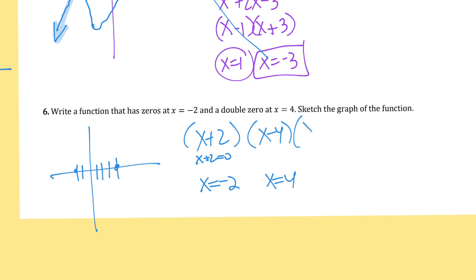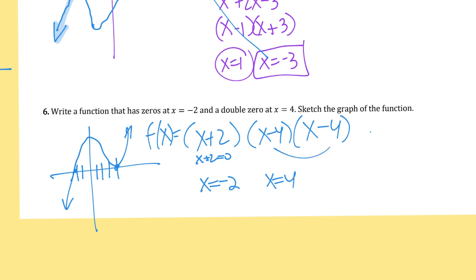And that has a double 0, so that means it happens twice. So if you write a function that does this, you could FOIL it out and get your answer. You can also write it as 3 parentheses. That would be x to the 3rd if you FOILed it out, and it'd be positive. A cubic one that is positive is going to go up on both sides. Then we also have it touch at positive 4 instead of crossing, and it's going to cross at negative 2. So that will be what our graph looks like.